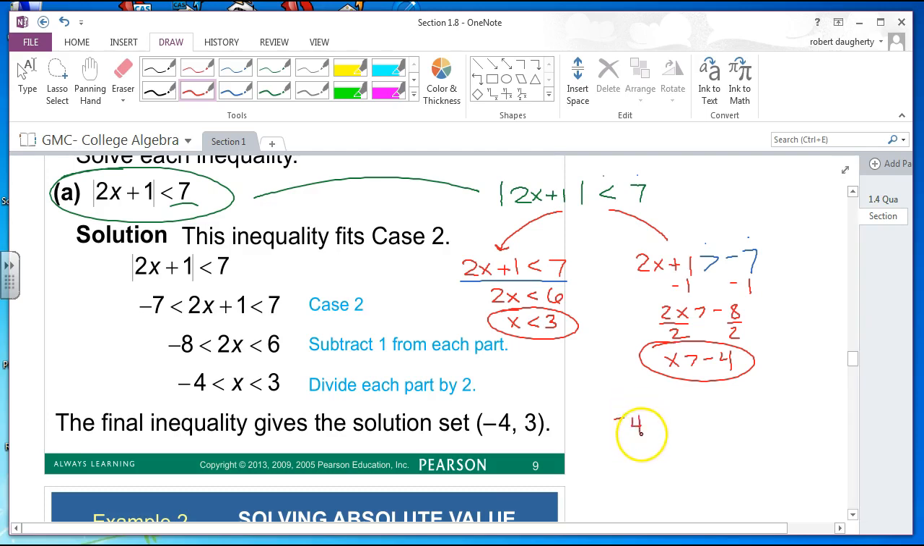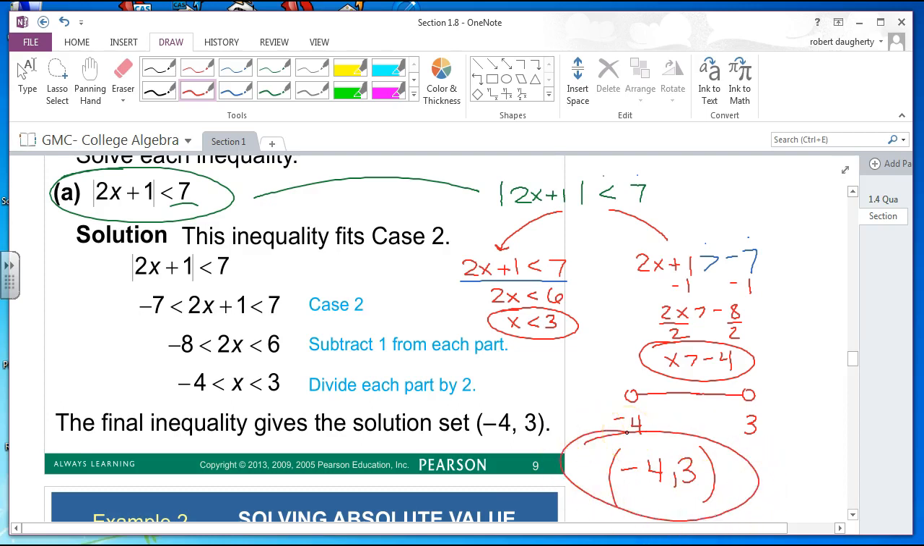A number line is a very useful tool for seeing this. What are the numbers that are less than 3? Those are these numbers. What are the numbers that are greater than -4? Those are the numbers that start at -4 and shade to the right. So this interval is all the numbers from -4 up to 3. That is the solution for this inequality.